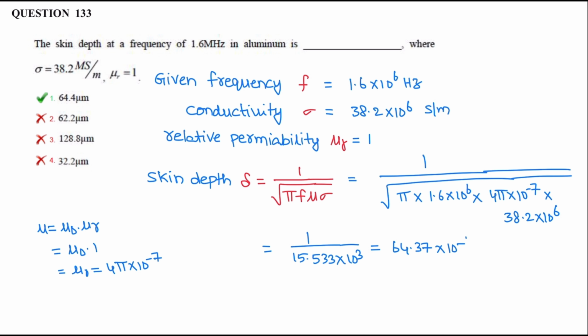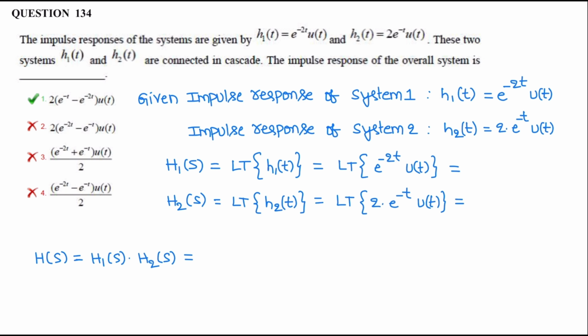Question number 134. The impulse response of the systems are given by h1 of t is equal to e power minus 2t, h2 of t is equal to 2 e power minus t u of t. These two systems h1 of t and h2 of t are connected in cascade. Then impulse response of overall system is. So given the impulse response of system 1 h1 of t is e power minus 2t u of t, and impulse response of system 2 h2 of t is 2 e power minus t u of t. Find the transfer function of first system.